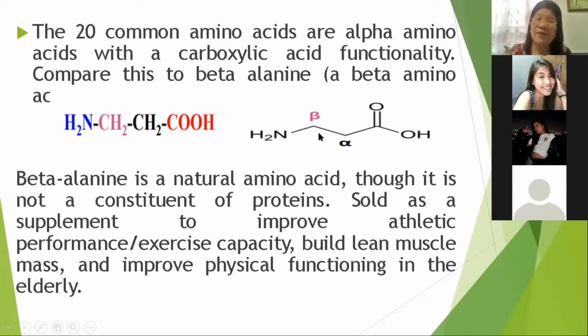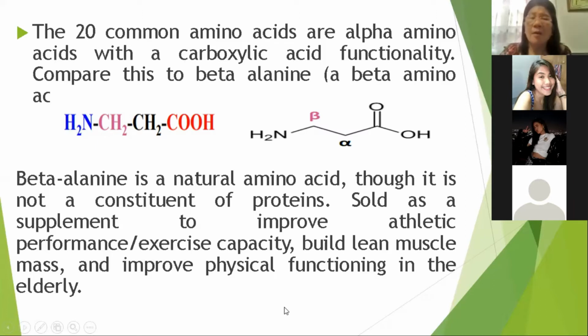COOH. Then there is the NH below. Okay. So 20 amino acids are alpha amino acids with carboxylic acid functionality. So this is beta alanine, it's different, no? This is beta alanine. Beta alanine is a natural amino acid, though it's not a constituent of proteins.